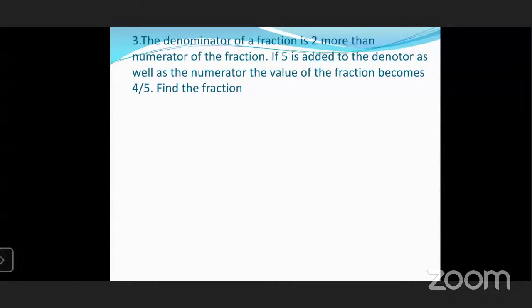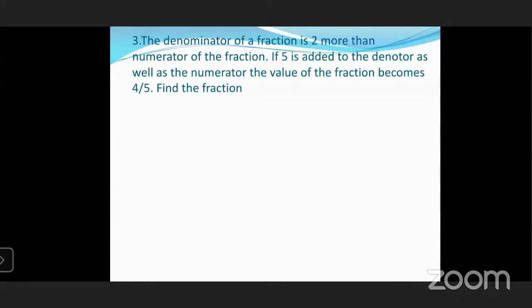Now, if the denominator is 3, the numerator is 5. If the denominator is 7, the numerator is 7. If the numerator is 6, the denominator is 6 plus 2. If the numerator is 1, the denominator is 1 plus 2. मतलब दो ज़्यादा है. Now, if the numerator we don't know, we take it as a, the denominator will be a plus 2. That's the first condition.